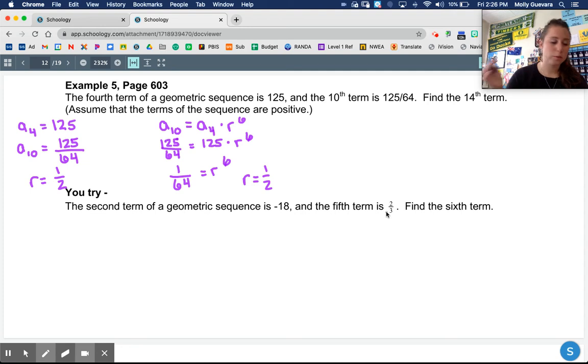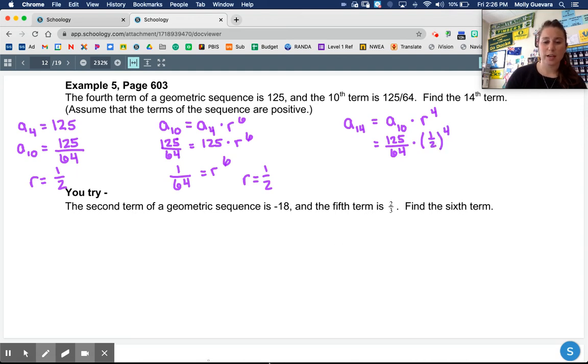So I know that I'm multiplying by 1/2 every single time. Well, that's great, but what I really want to know is the 14th term. So I can say, well, I know that the 14th term is going to be equal to the 10th term times r to the 4th. I know what the 10th term is. It's 125 over 64. And I know that r is 1/2.